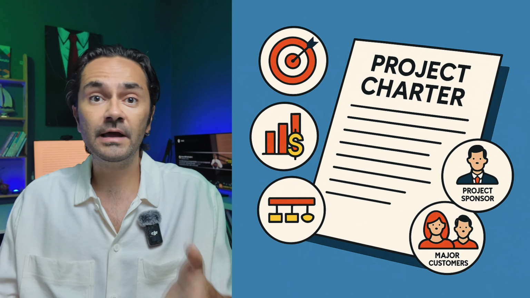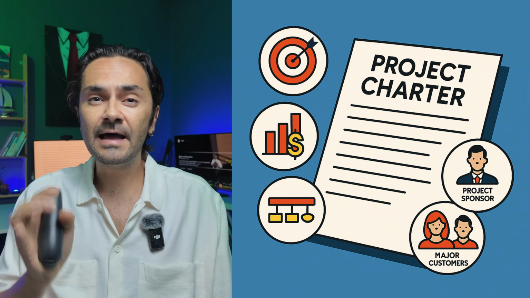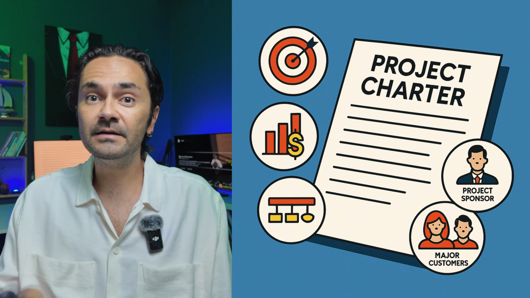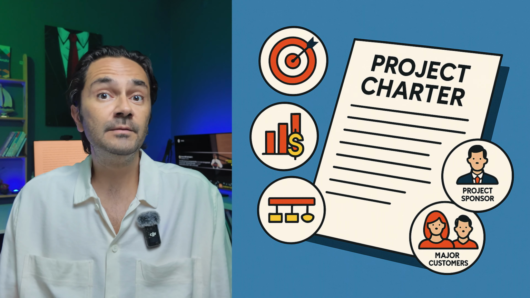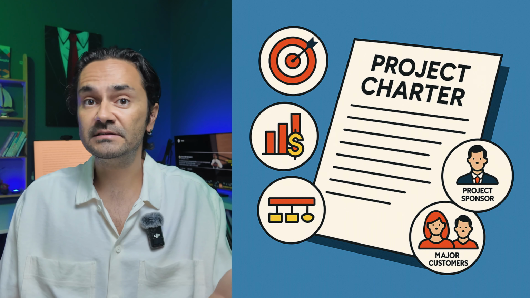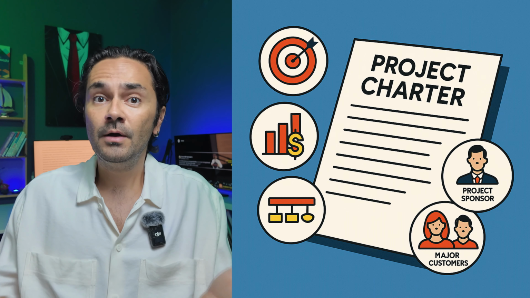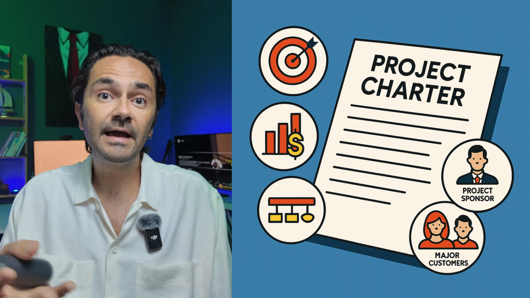For example, the charter might state that the project exists to expand the company's market share by launching a new product line. It might include a high-level timeline showing that the project should be completed within 1 year, or it might list key stakeholders such as the project sponsor or major customers who will play an important role in the project success.